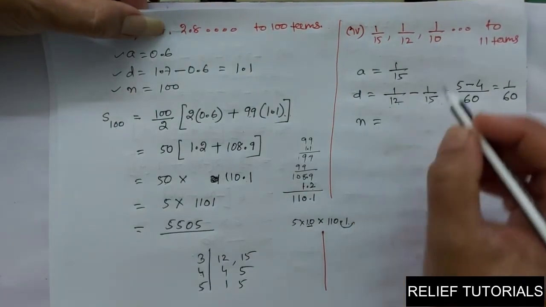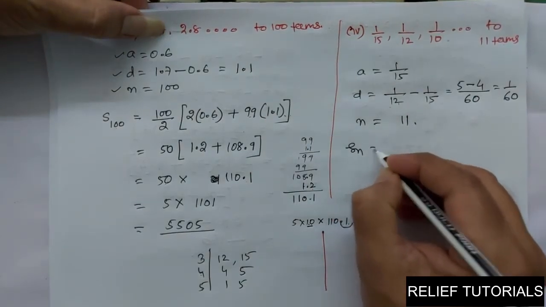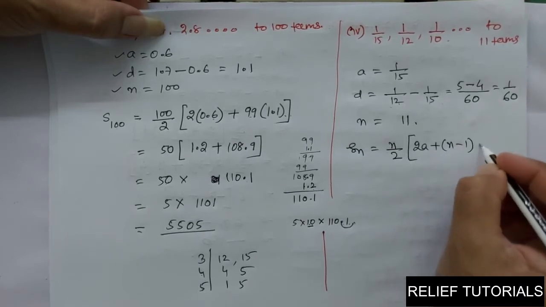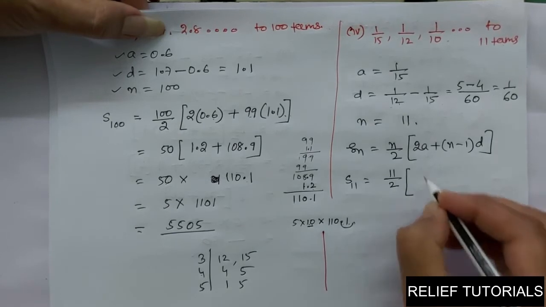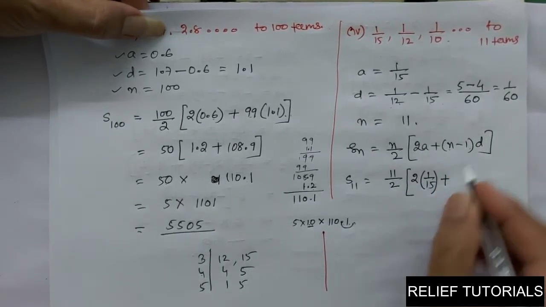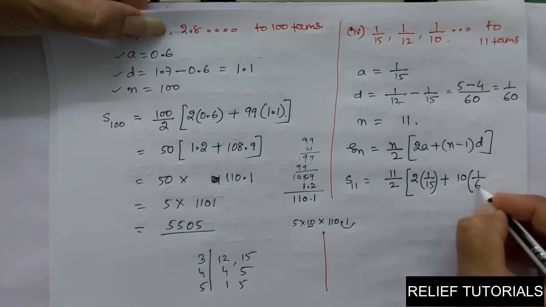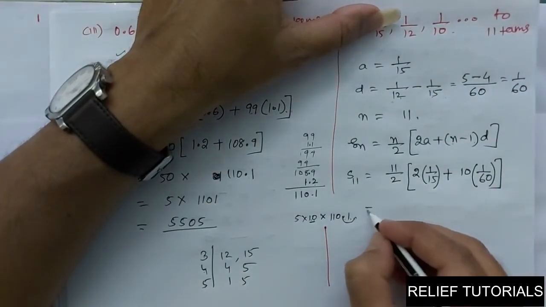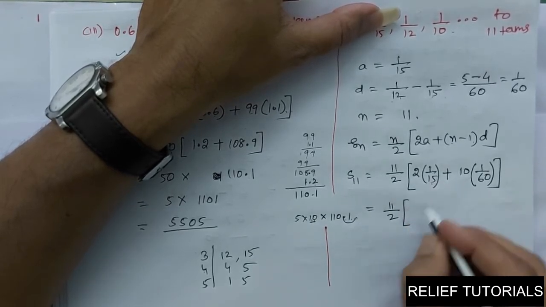Now you have to find the sum of this series up to 11 terms, so n is equal to 11. Now you know the formula: Sn equals n by 2 into (2a plus (n minus 1) into difference). So here S11 is equal to 11 by 2 into (2 into a, a is 1 by 15, plus n minus 1, that is 11 minus 1, so that is 10 into the difference, the difference is 1 by 60). Got it, friends?